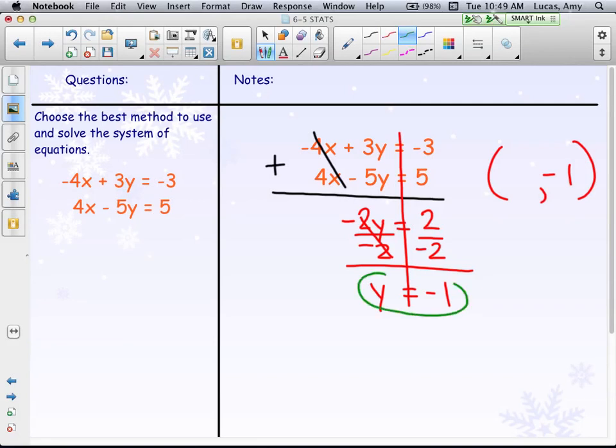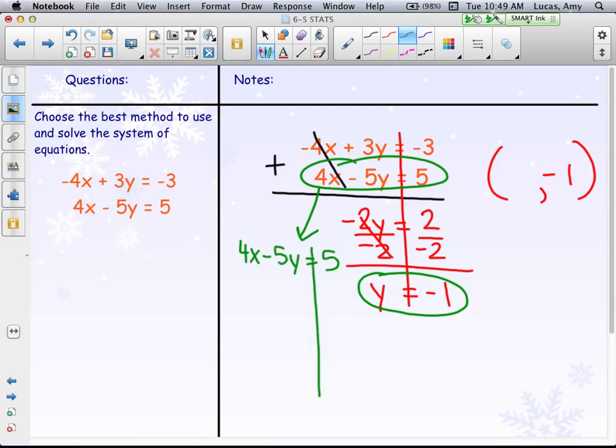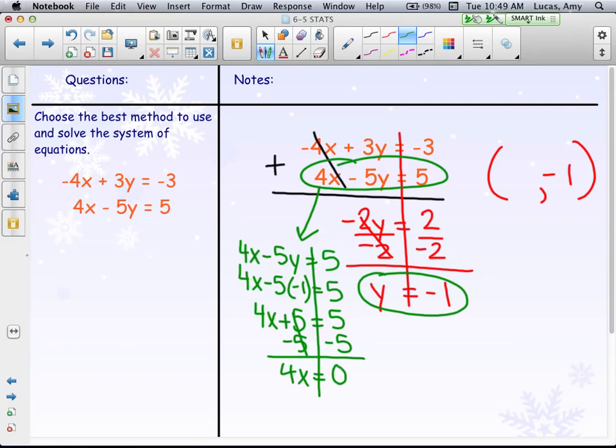Now, to get my x coordinate, I am going to go with the bottom equation. 4x minus 5y equals 5. And I will substitute -1 for y. -5 times -1 is +5. So I need to subtract 5 to get rid of that. 4x equals 0 then, and 0 divided by 4 is 0. So my solution is 0, -1.